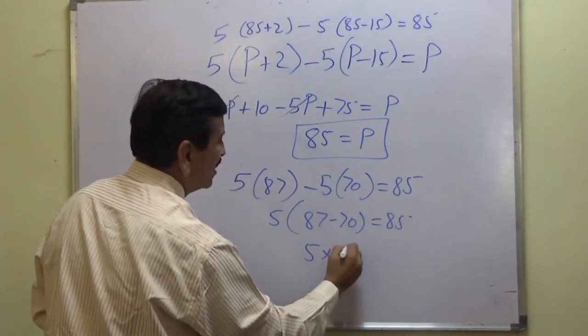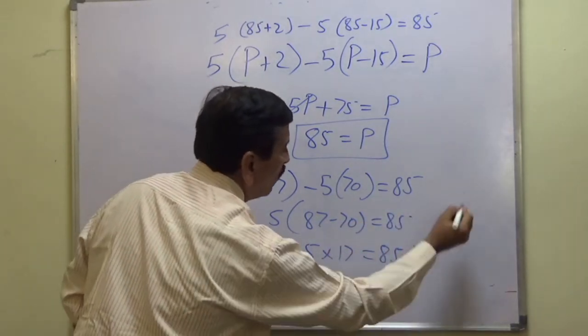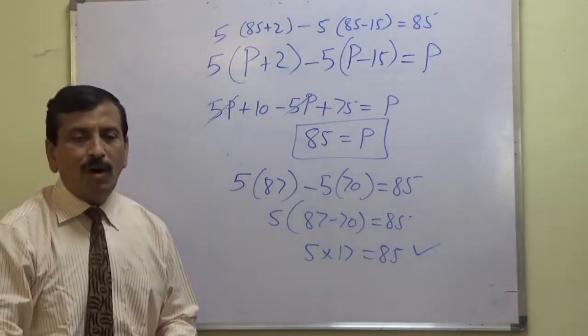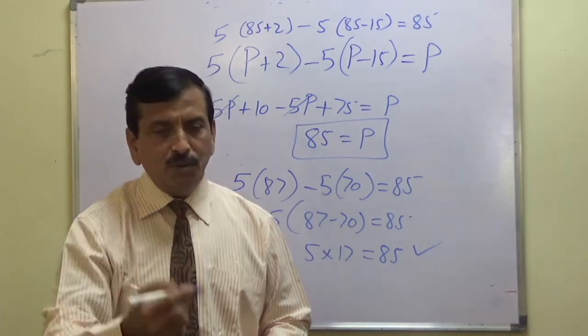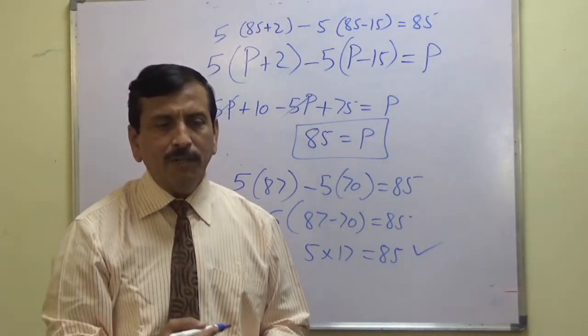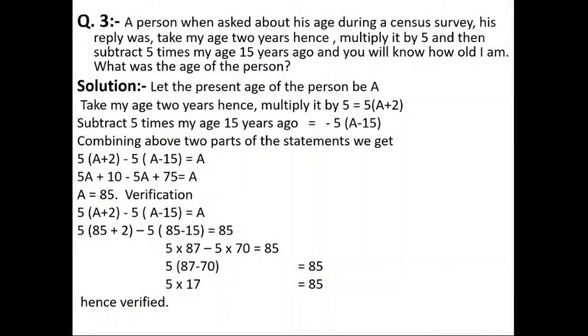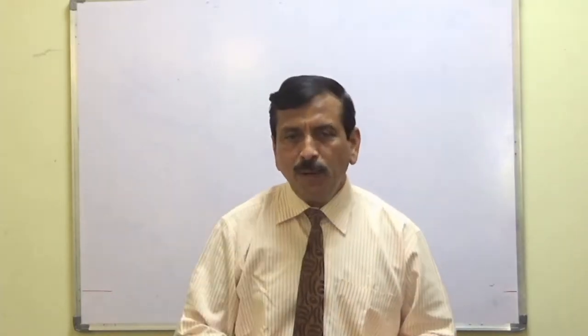5 common, this is 70. Verified. So we have obtained the answer very quickly and verified it also. See the solution part of it. Yes, go through the solution. Same thing which we obtained. Let us see the next problem.